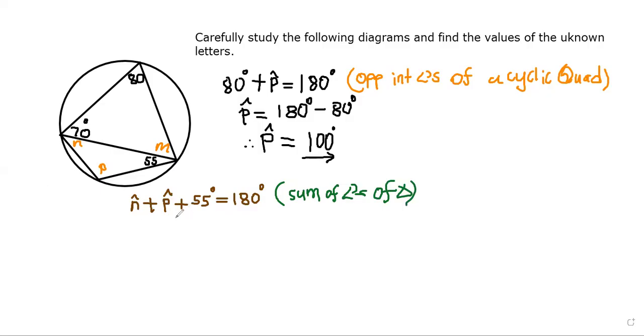Then now you continue. So you're gonna say angle N plus angle P, you got 100, then you substitute 100 degrees, and then you're gonna say plus 55 degrees is equals to 180 degrees. Then from here, I'm gonna say angle N plus, you add 100 plus 55. That should give you what? 155 is equals to 180 degrees.